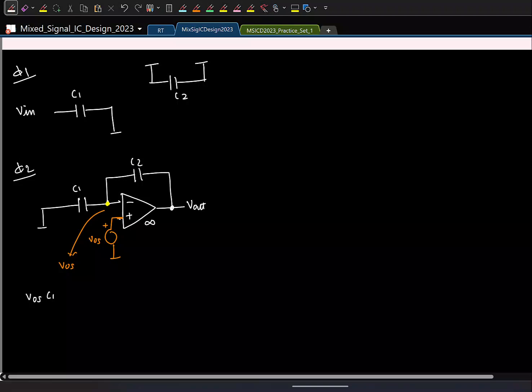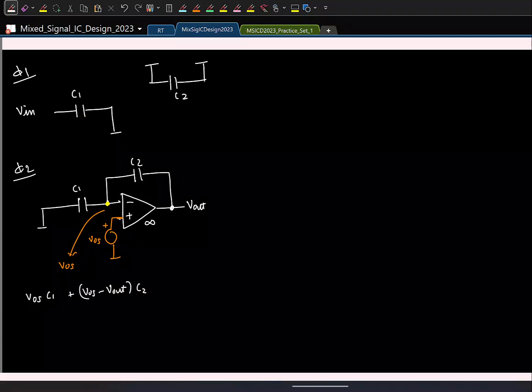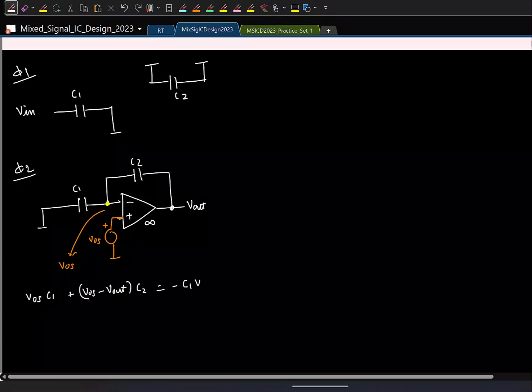VOS minus Vout into C2. And this is equal to the charges stored in the same plates in the previous phase. So we have to look at these two charges. It's minus C1 Vin. So you can work out what we get.